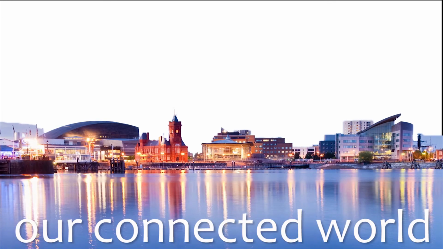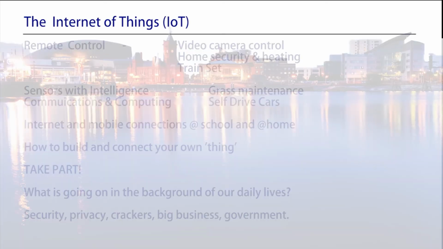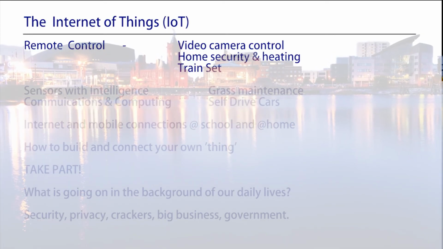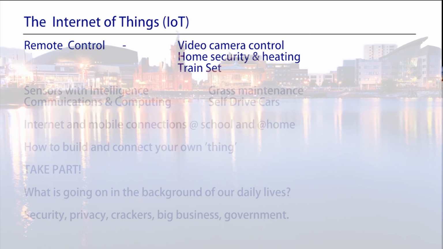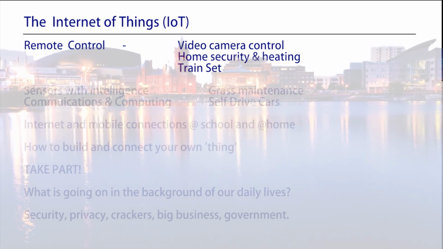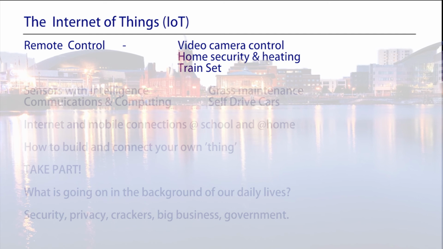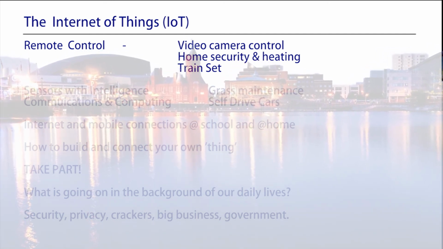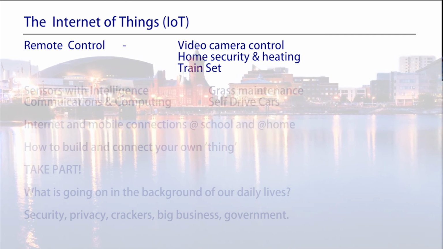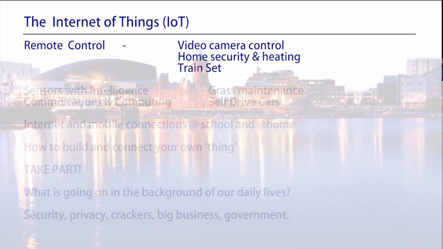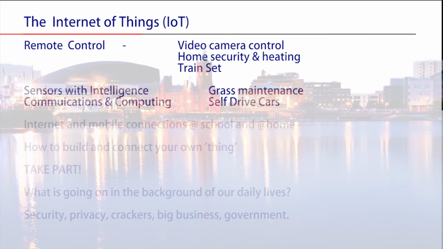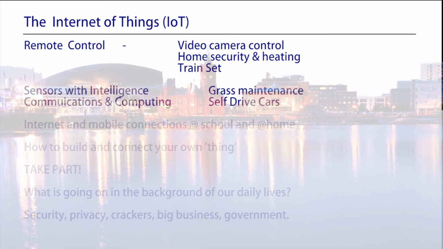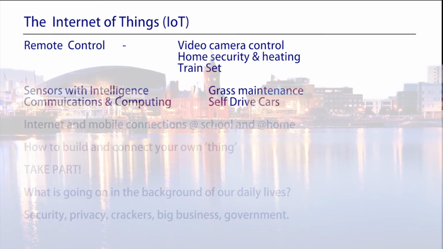We have covered a lot of ground in this video. The Internet of Things was originally described as remote control of things over the Internet. We saw examples such as video camera control, burglar alarm systems, and the control of model railways. But the Internet of Things means far more than this. Things on the Internet don't just have remote control. They also have sensors with intelligence and methods of communication that make them more powerful and useful.